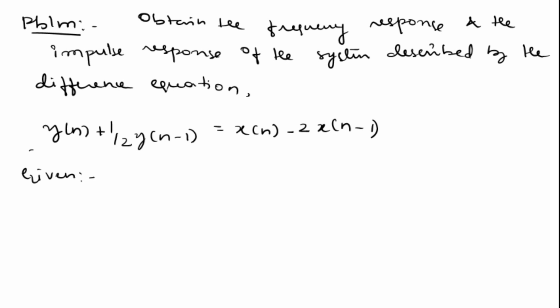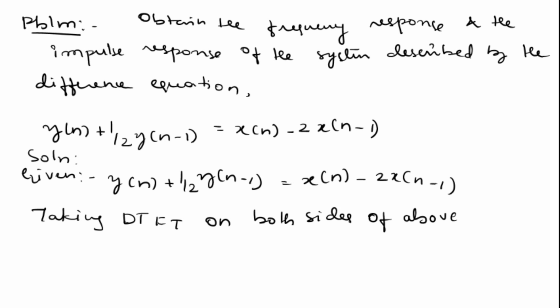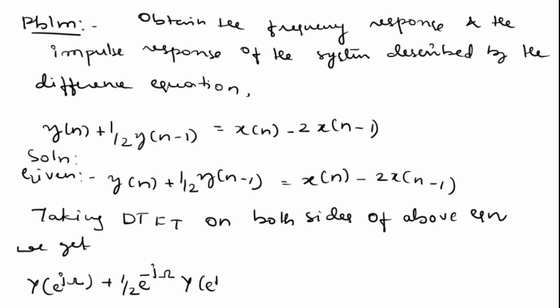It is given y of n plus half into y of n minus 1 is equal to x of n minus 2 into x of n minus 1. So by taking DTFT on both sides of above equation, we get y of e power j omega plus half into e power minus j omega into y of e power j omega is equal to x of e power j omega minus 2 into e power minus j omega into x of e power j omega.